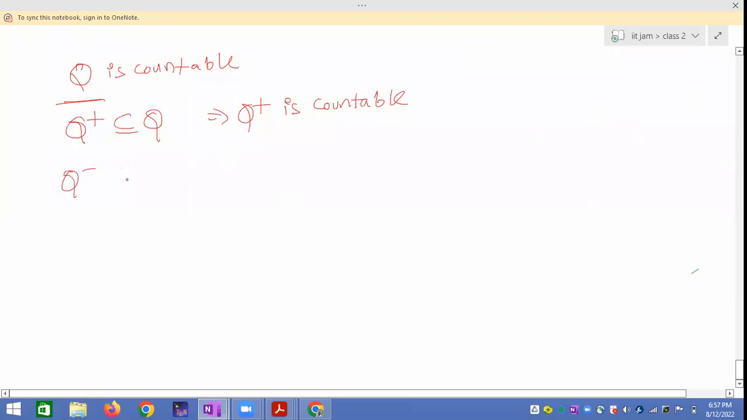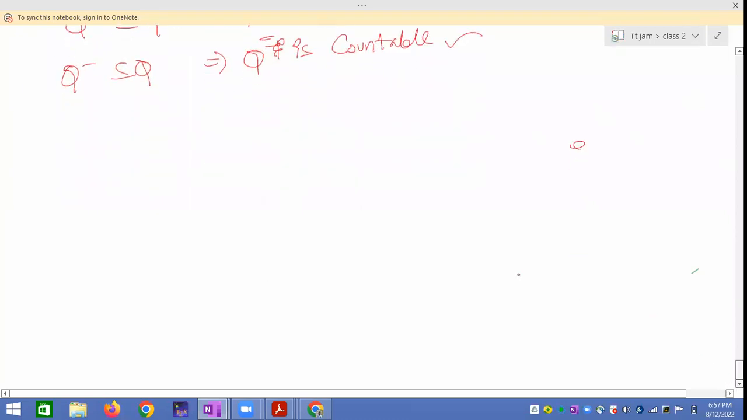The set of all rational numbers is countable. Please remember, the set of all rational numbers is countable. Q plus, the set of all positive rational numbers, is a subset of Q, which implies Q plus is countable. Similarly, Q minus, the set of all negative rational numbers, is a subset of Q and is also countable. These are the important things: any subset of a countable set is always countable.